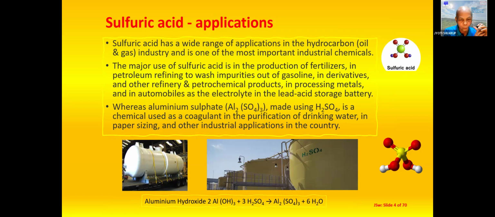The major use of sulfuric acid is in the production of fertilizers, in petroleum refining to wash impurities out of gasoline, in derivatives, in other refinery and petrochemical products, in processing metals, and in automobiles as the electrolyte in the lead acid storage battery. Whereas aluminum sulfate made using H2SO4 is a chemical used as a coagulant in the purification of drinking water, in paper sizing and other industrial applications in the country.